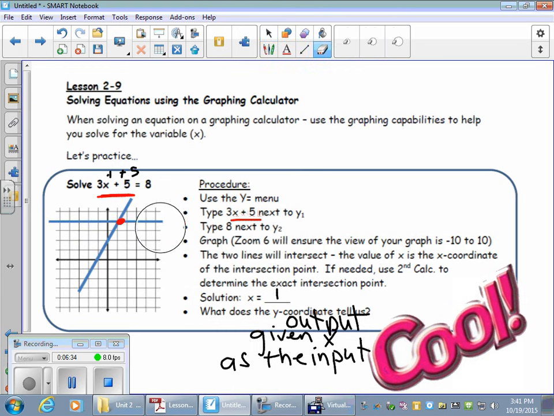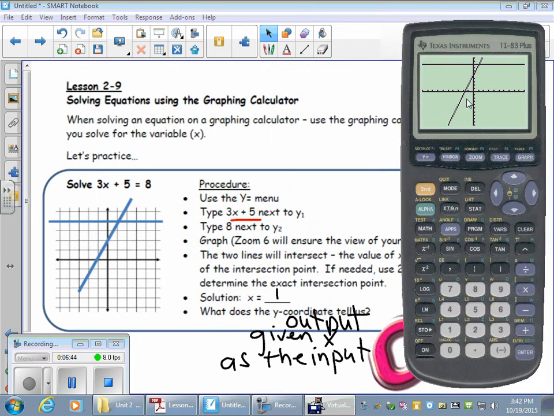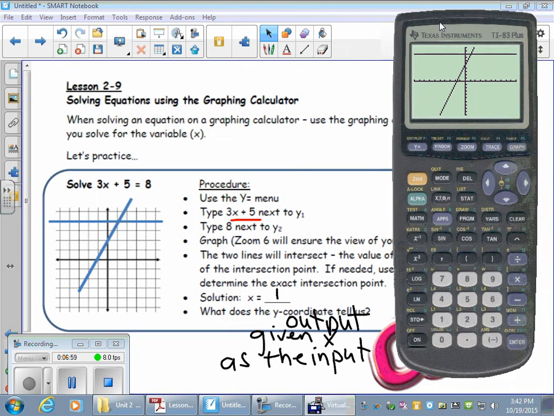Now, there's a way to do this on the calculator without just trying to guesstimate. Because I'm going to make yours work out pretty good today, where I can obviously look at this and go, I'll go over 1, up 8. I believe it intersects at 1. But there is a way that if you aren't sure, your calculator will actually tell you the answer. To be quite blunt about it. And I've got the directions right here on your handout.